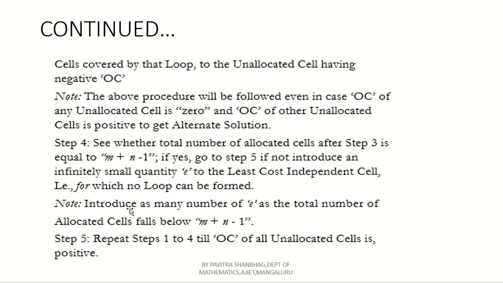Okay, now introduce as many epsilons, or E, as the number by which the total number of allocated cells falls below m plus n minus 1. Here you have to check whether the total number of allocated cells is equal to the number of rows plus the number of columns minus 1. If that is the case, then you can move to the next step. Or else you have to introduce a new quantity E, or epsilon, and allocate it to the least cost independent cell, that is, one for which no loop can be formed.